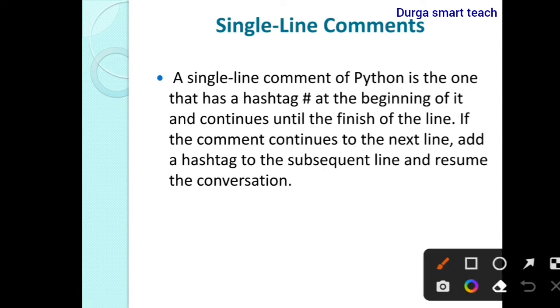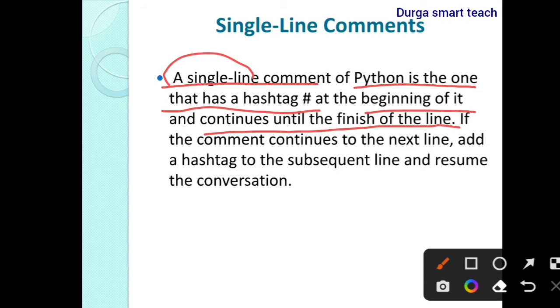Okay, so a single line comment in Python is the one that has a hashtag at the beginning of it and continues until the finish of the line. So single line means only one line. So if you want to give one line of information in the Python program, then you need to use single line comment.